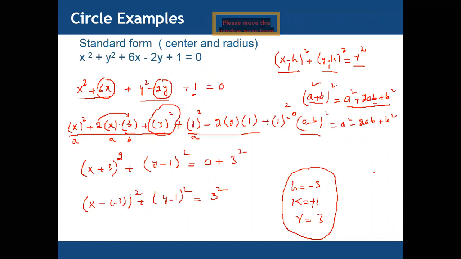And radius is... Thank you, sir. Got you. Okay. Professor, can you hear me? Yes. Mister, why do the signs change?